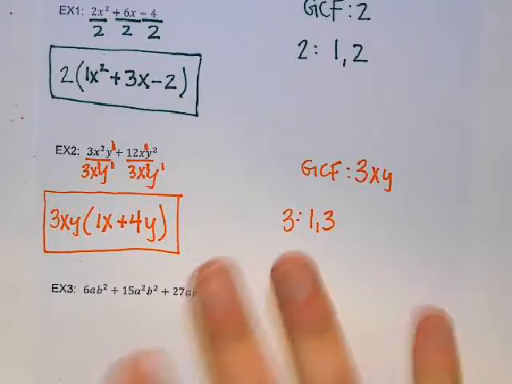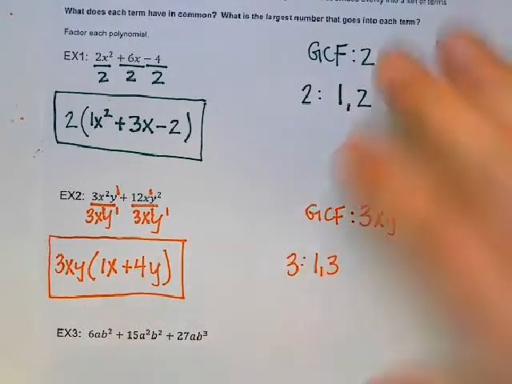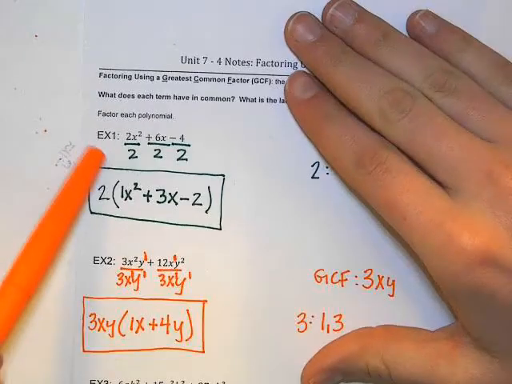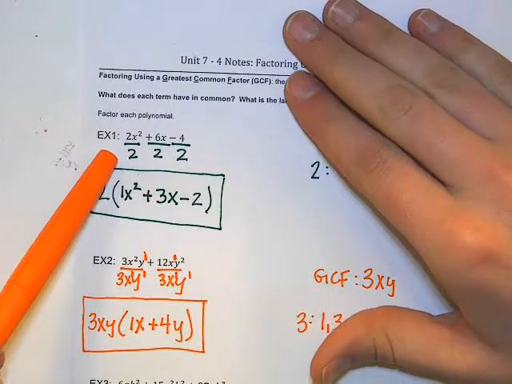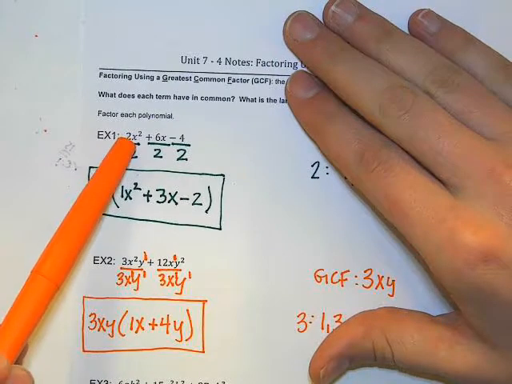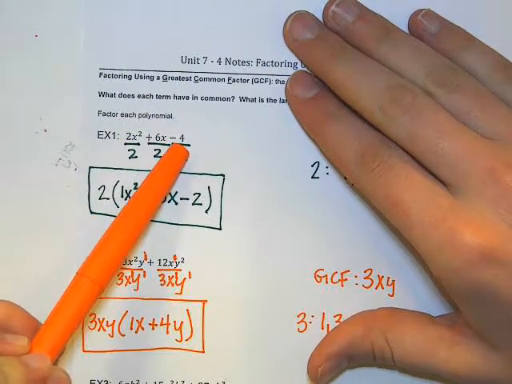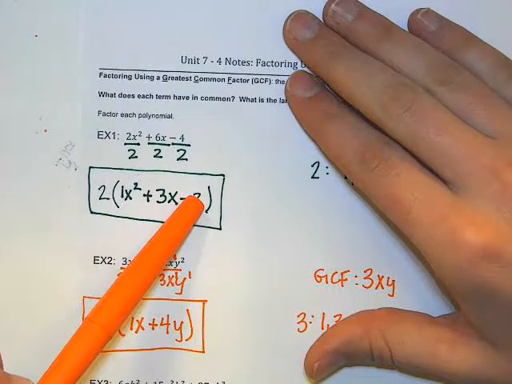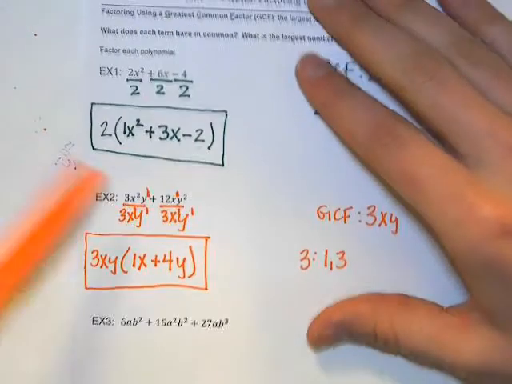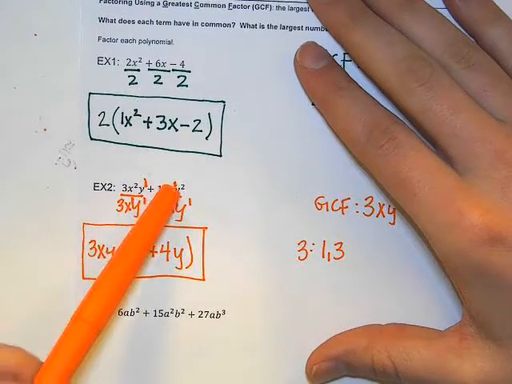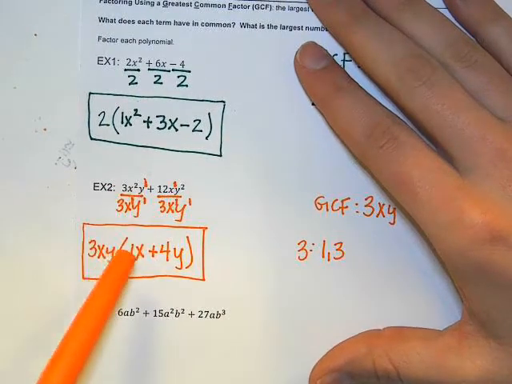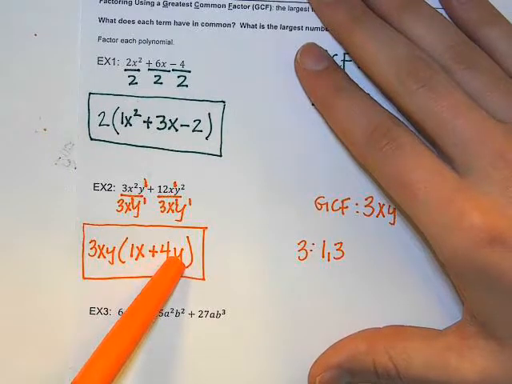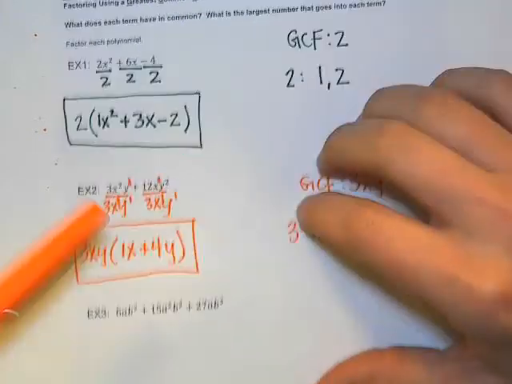Okay, let me tell you this because I've seen some people kind of mess this up. However many factors you have, however many terms you have. So how many terms do I have here? 1, 2, 3. So then I have to have 3 terms inside the parentheses. Okay? How many terms do I have on example 2? 2. So how many terms do I need in the parentheses? 2. Okay? Everybody understand? All right?